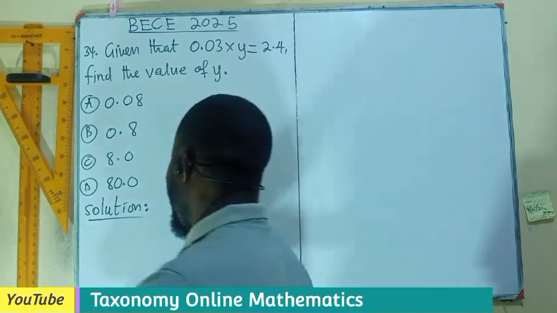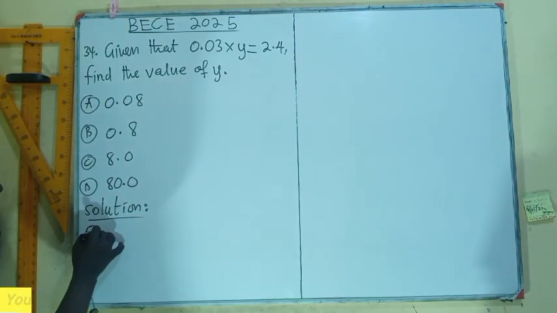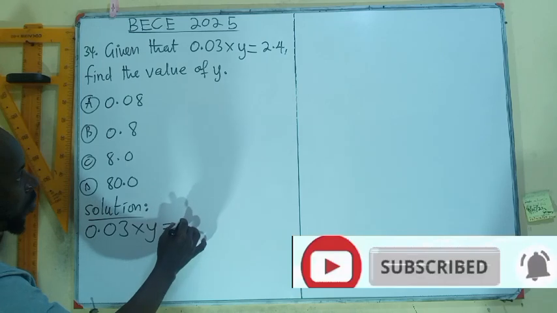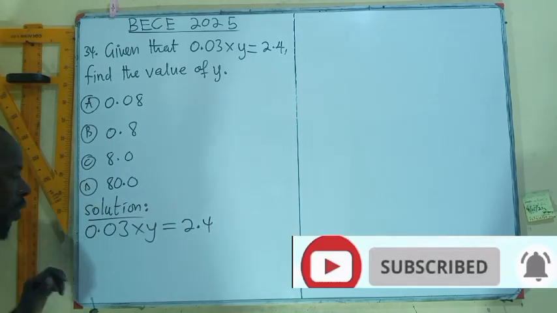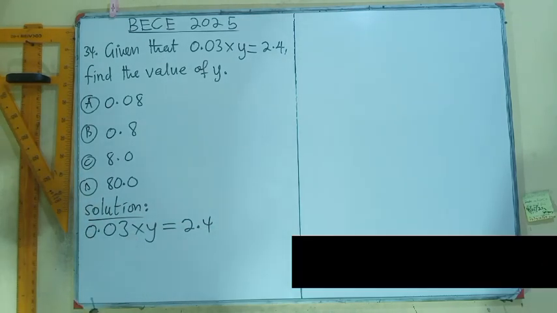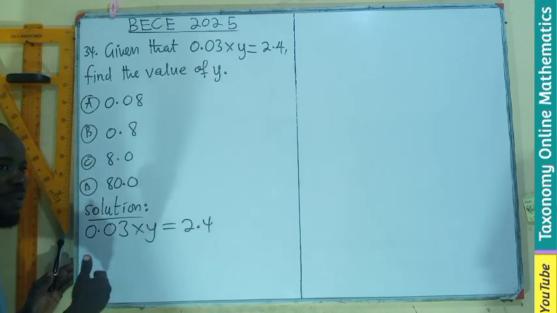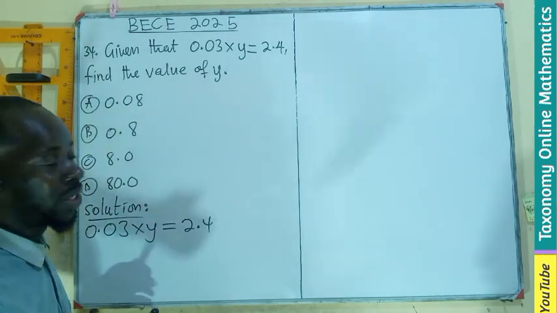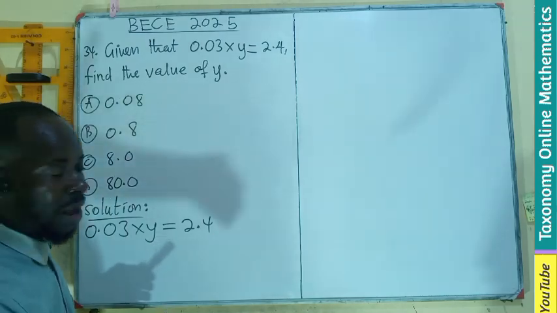Given that we are having 0.03 times y equals 2.4, we have to find the value of y. We can solve this as a decimal fraction. We can also convert into fraction. So let me go with the fraction approach.